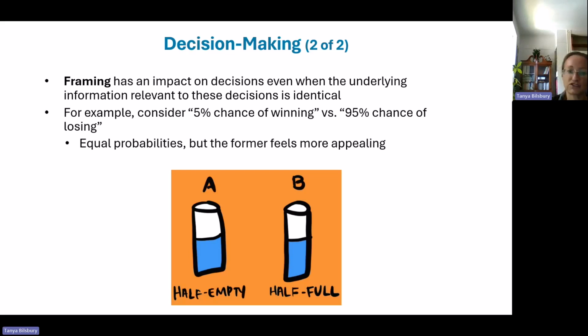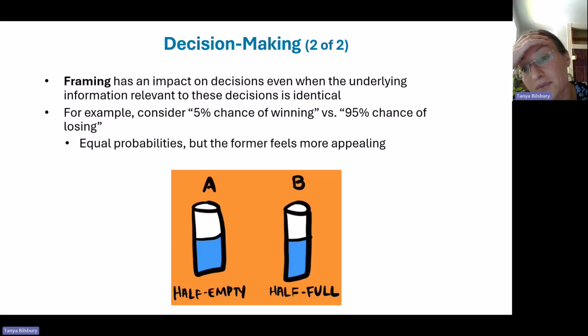When we make decisions, we typically don't attend to all the information that is presented to us. We preferentially attend to certain kinds of information. And that's why framing is important. The way you frame the same decision or the same issue can lead to totally different reactions and different decisions.